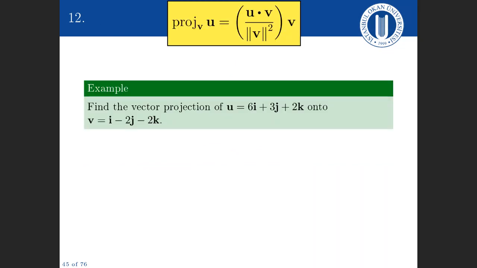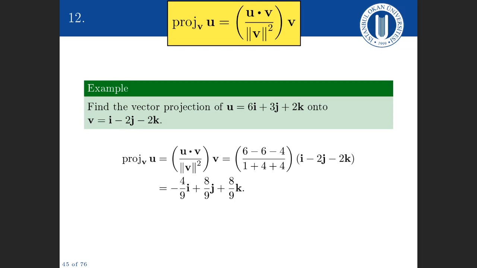Okay, let's do an example using this. I'm writing now the formula that we need at the top. Find the vector projection of u onto v. We're going to take the formula at the top and we're going to put our numbers in. u dot v is the same as 6 minus 4. Norm of v squared is 1 plus 4 plus 4. And then we multiply this by v. And the answer that we get is minus 4 over 9 i plus 8 over 9 j plus 8 over 9 k. It's just putting the numbers into our formula.